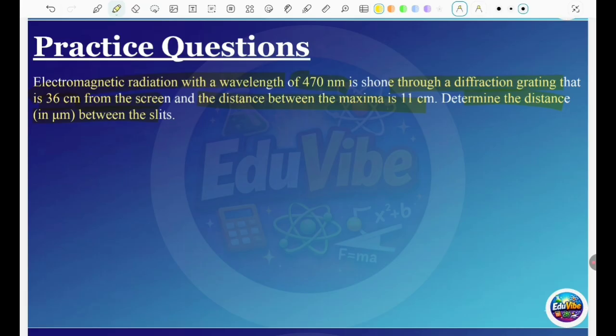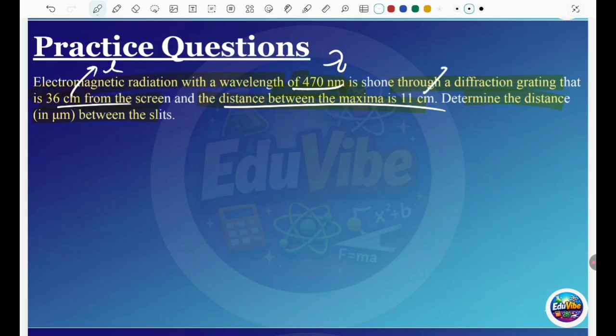Firstly, you have to find the angle. If the angle is greater than 10 degrees, you have to use the general formula. But if not, you have to use the small angle formula. So what things are given? We have 470 nanometers, which is the wavelength. The diffraction grating is 36 from the screen, so L is given. The distance between the maxima is 11, which is the X given. We have to find the distance, D.